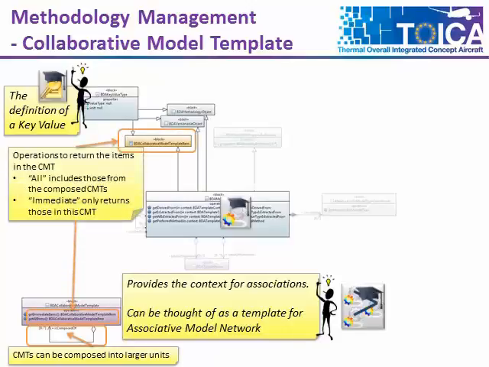A collaborative modelling template has operations to return the items in that template. There are two main operations. One is get the immediate items, and this is a list of all the model types and key value types that are associated to this collaborative template on its own. And the second one is get all items, and this returns all the model types and key value types that are associated to this collaborative modelling template and recursively through all the collaborative modelling templates that it is composed of.